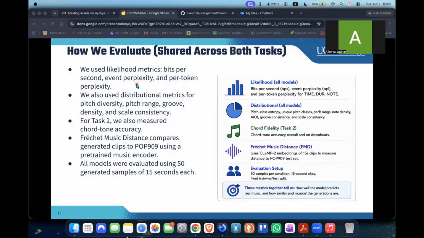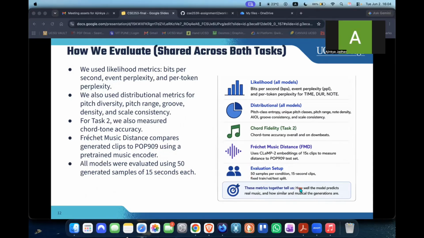We used likelihood metrics such as bits per second, event perplexity, and per token perplexity for time, duration, and note. We also used distribution metrics across all the models, which included the pitch diversity, pitch range, groove density, and the scale consistency. For task 2, we also measured the chord tone accuracy. The Fréchet music distance compares the generated clips to Pop 909 using the pre-trained music encoder. All the models were evaluated using 50 generated samples of 15 seconds each.